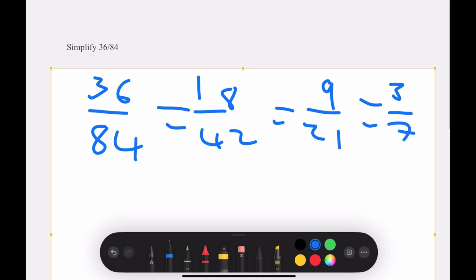final answer. As long as you get 3 over 7, that's the main thing, because you can do it another way. You can divide the top and the bottom by 6 to get 6 over 14 and then divide it by 2. Both ways you still get 3 over 7. So it doesn't really matter how you do it, as long as you get the final answer.